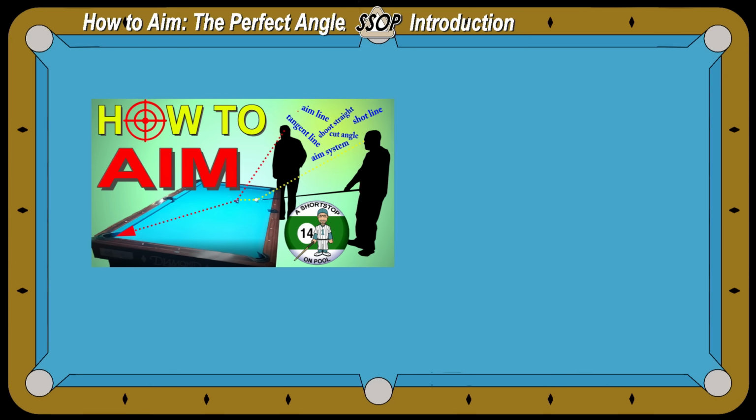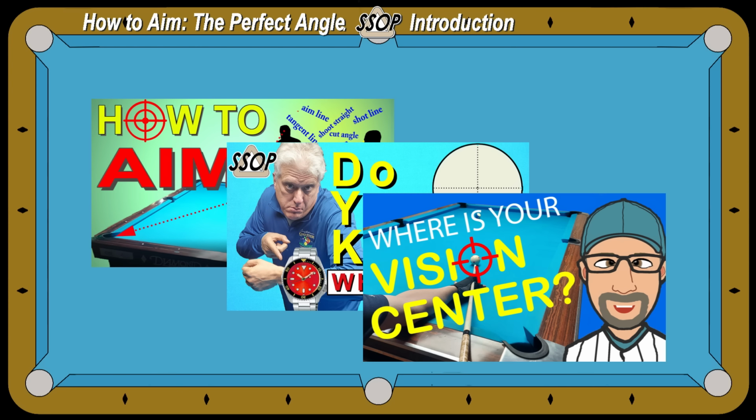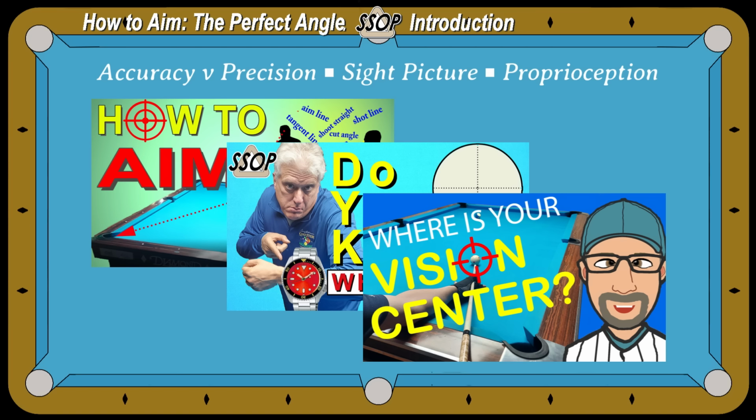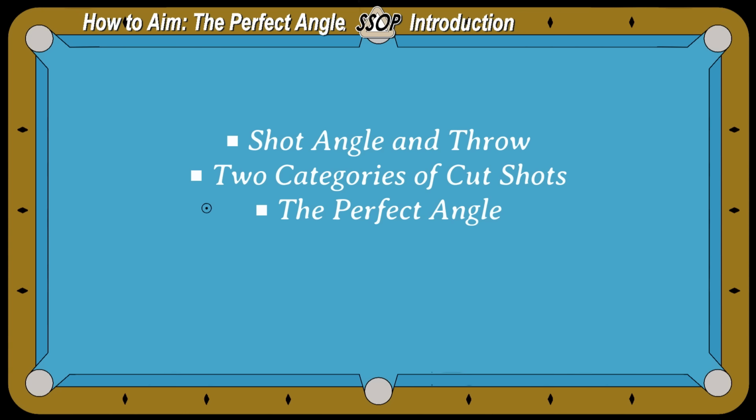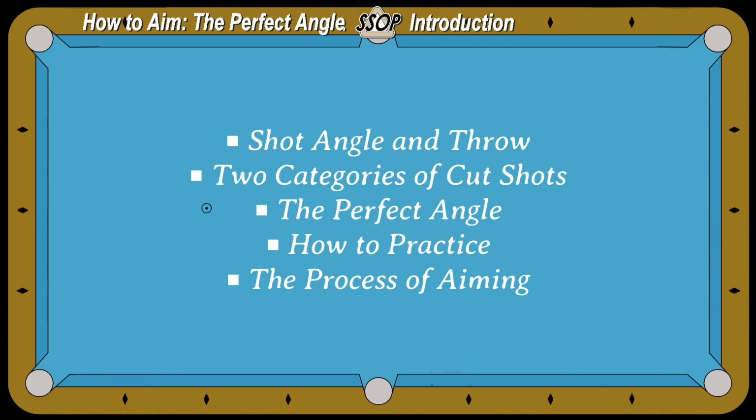My How and When to Aim and Vision Center videos presented the basics of accuracy versus precision, the sight picture, and proprioception. So you might want to watch those videos first if you haven't already. In this video, we're going beyond the basics. Shot angle and throw, 2 categories of cut shots, the perfect angle, how to practice, and the process of aiming.